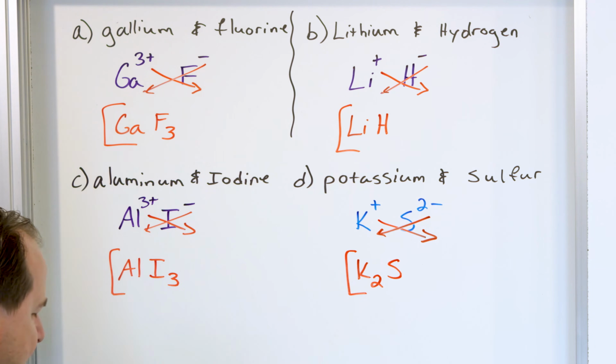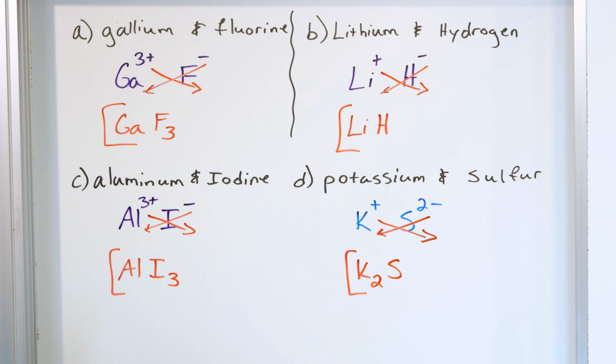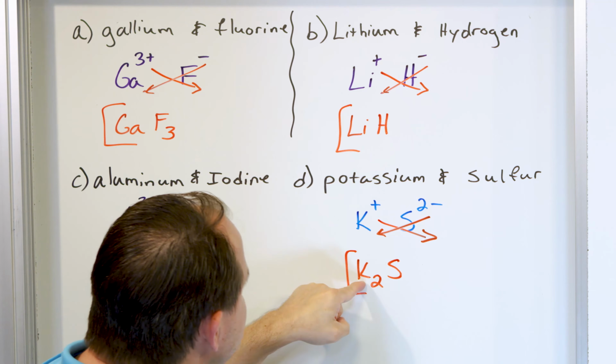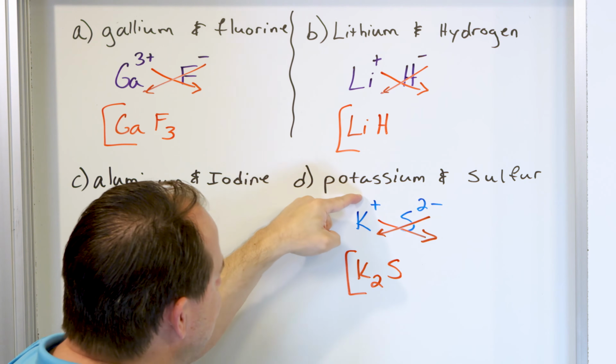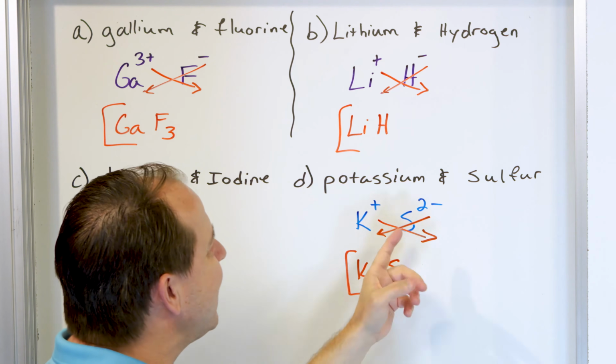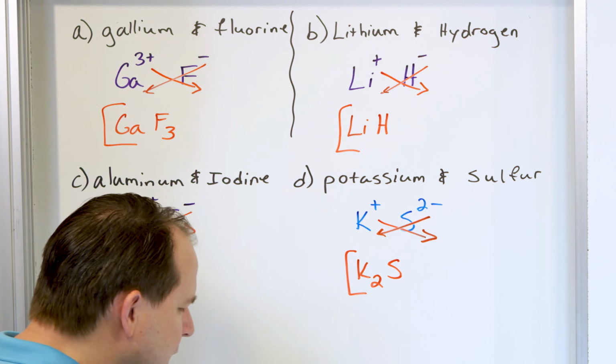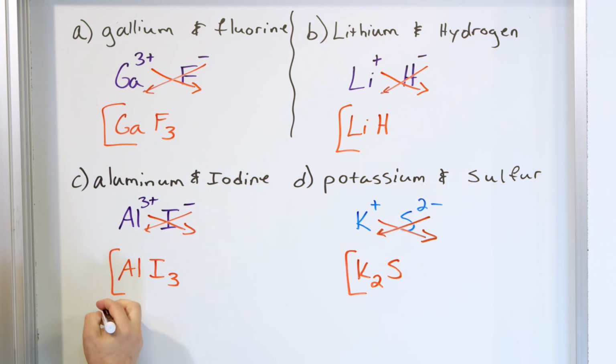We're going to learn how to name these later, but basically the second element gets an -ide at the end. All right, now again, you need 2 of these potassiums, each with a +1 charge, in order to neutralize the single sulfur atom, which has a charge of -2. That's why it's K2S.